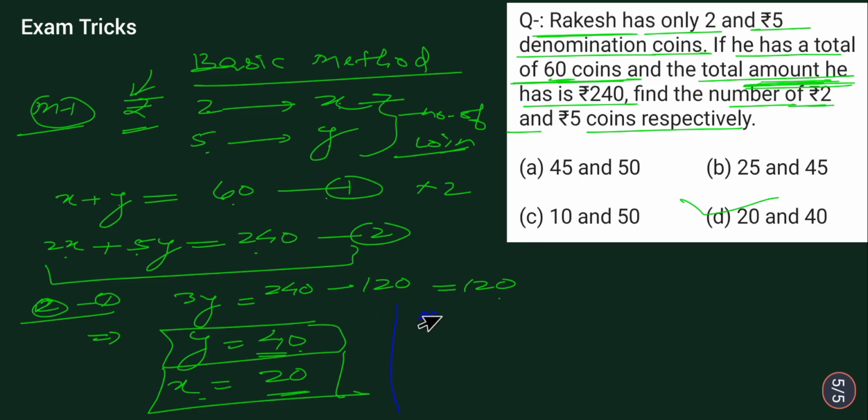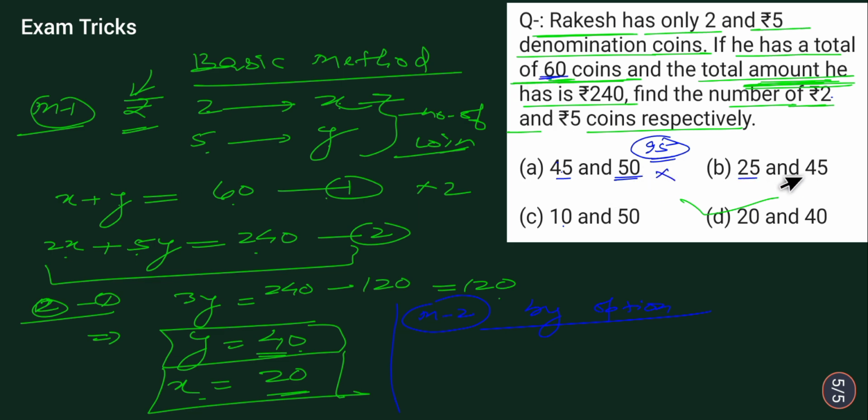Method number 2, I am going to discuss with the option method. You need to check by option. Total number of coins is 60 given. The first number in each option is the 2 rupees coins, and the second is the 5 rupees coins. Here 2 rupees coins 45 and 5 rupees coins 50. So 45 plus 50, that is 95. The number of coins is 95, but in the question the number of coins is 60. So it can't be the option.